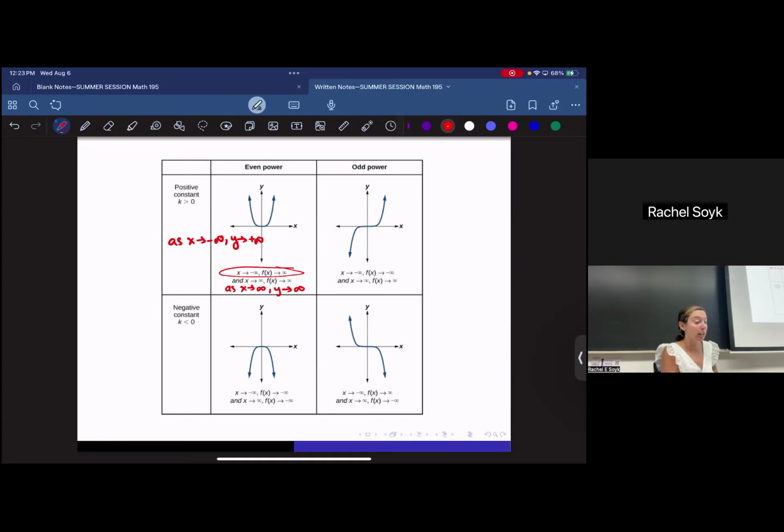Obviously, if your k is now negative, then it's just going to be upside down. And so when your k is negative, x shooting to negative infinity, your y is now negative infinity. And then as x shoots to positive infinity, your y is once again negative infinity.